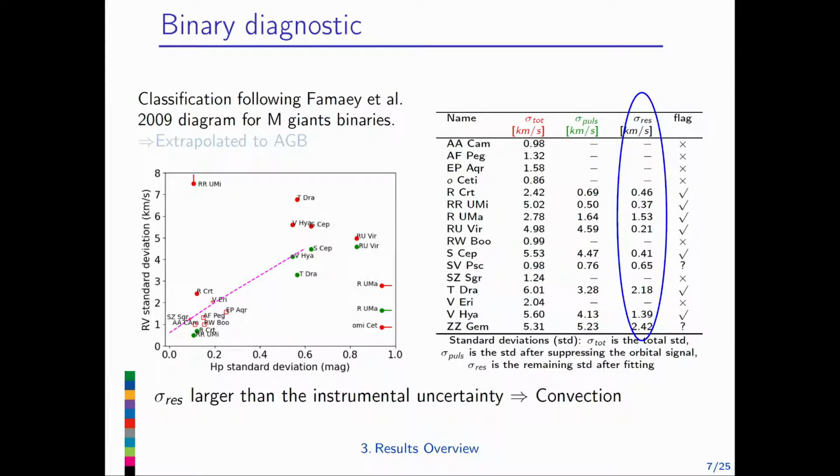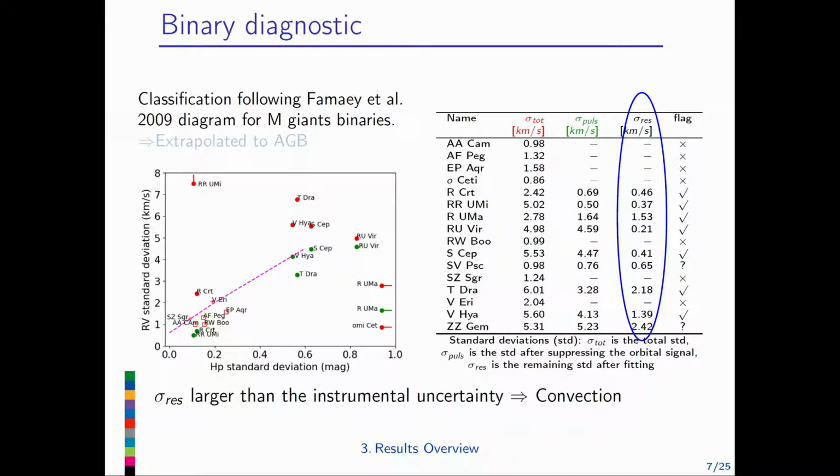And the last column in this table is the standard deviation after removing the pulsation and the orbit. So that's the residual value. We can see that it's in the range of 1 kilometer per second. That's quite a bit less than what we have at the beginning, but it's larger than the instrumental uncertainty. As I said, the CCF has a precision of about 70 meters per second, and here we have a value of about 1 kilometer per second.